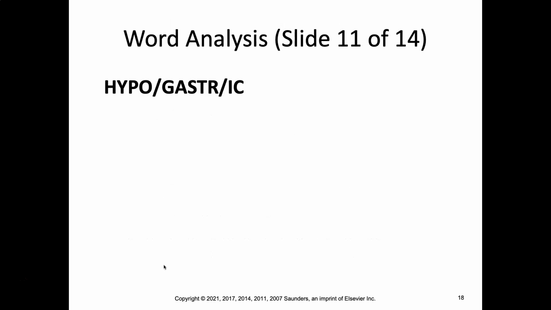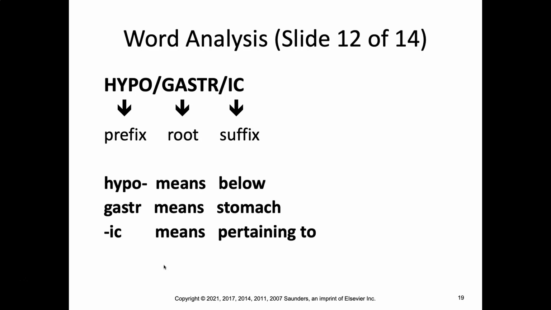All right, let's do another one. Hypogastric. So you can see how they've divided it here. We know gaster is stomach. Hypo means below, and ic means pertaining to. So this is pertaining to below the stomach.